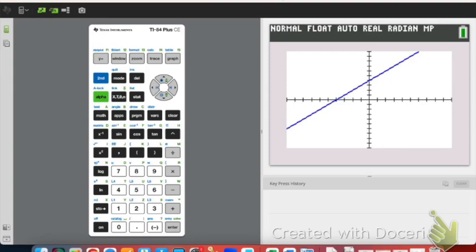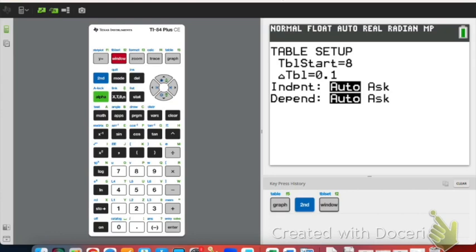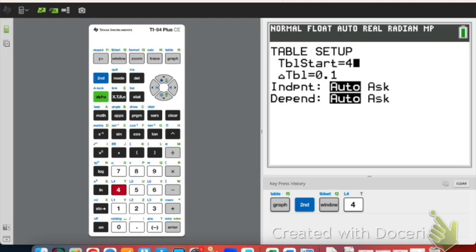Now to justify using a table, this is what we have to do. My equation's put into my y1. So I'm going to go to my table set. Second table set. I am trying to see what's going on when I have x equals 4, so I'm going to type in 4. Then I have this delta table here. This is my step, which is going by every time. I'm going to start with 0.1. All right, so this is 1/10 away from 4.